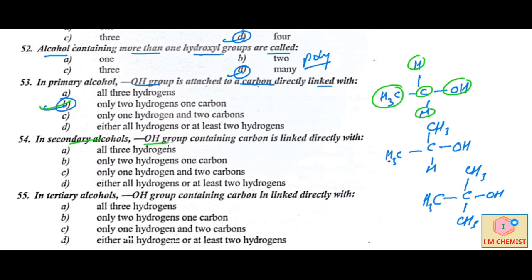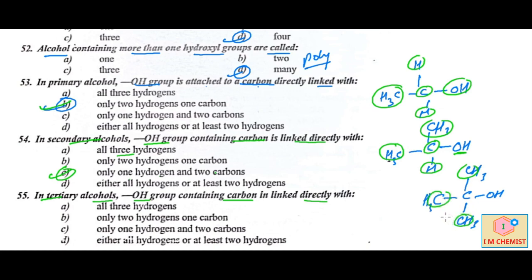And secondary alcohol hydroxyl group containing carbon is linked directly with what? All the three hydrogen atoms, only two hydrogen atoms, only one hydrogen and two carbon atoms. Yes, option number C would be correct. Here you can see that this is the carbon that is attached with hydroxyl group, and this carbon is further attached with only one hydrogen atom while two other carbon atoms. MCQ number 55, in tertiary alcohols hydroxyl group containing carbon is linked directly with what? It is directly linked with three other carbon atoms.